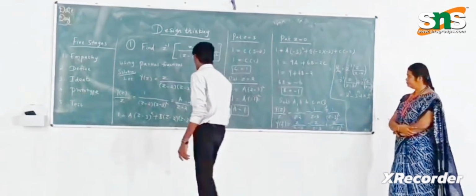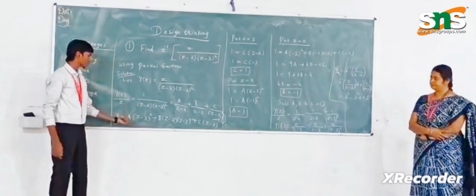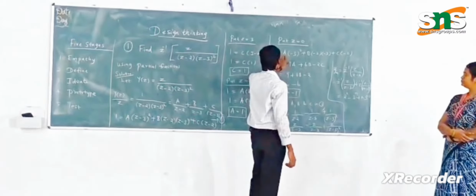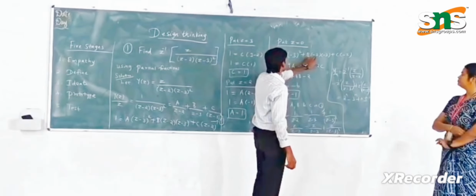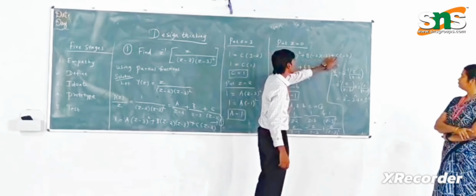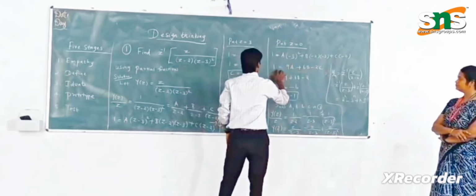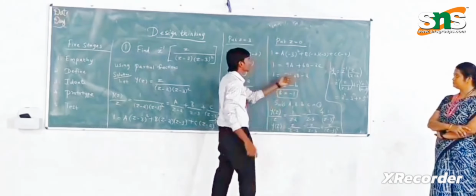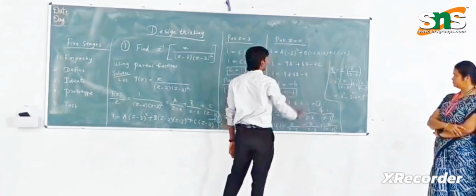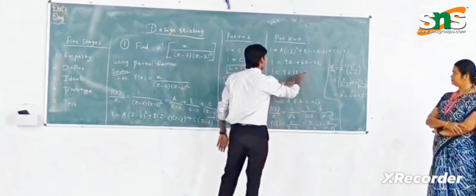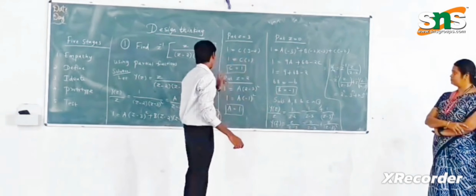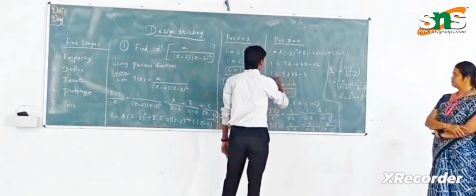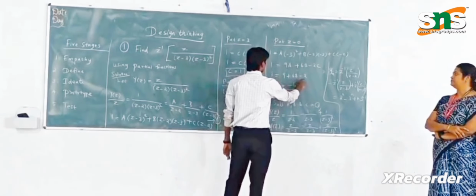Next, we don't have any term that becomes 0, so we substitute z equal to 0. Then we got the equation 1 equals A into (0 minus 3) square plus B into (0 minus 2) and (0 minus 3) plus C into (0 minus 2). Then 3 square is 9, so 9A plus 6B minus 2C. Then substitute the A value and C value: A is 1 and C is 1. Then we get 1 equals 9 plus 6B minus 2.